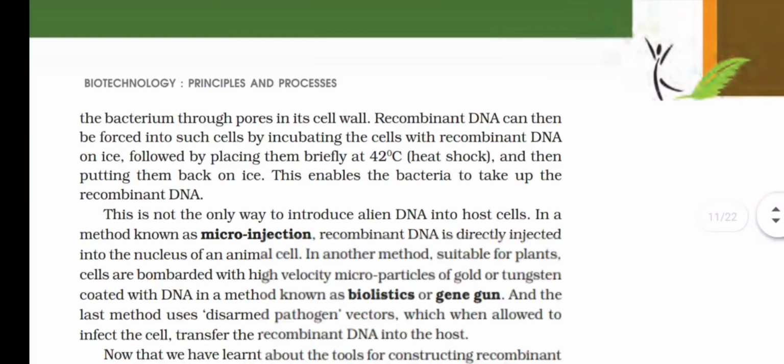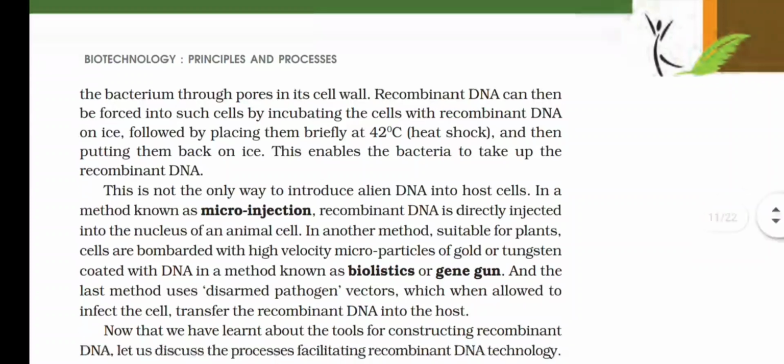Recombinant DNA can then be forced into such cells through the pores in the cell wall by incubating the cells with recombinant DNA on ice, followed by placing them briefly at 42 degrees Celsius, a heat shock actually, and putting them back on ice. This enables the bacteria to take up the recombinant DNA.